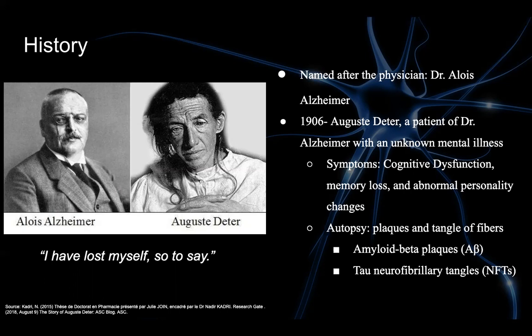Dr. Alzheimer ordered an autopsy after her death, and her brain revealed an accumulation of plaques and tangles of fibers, as well as atrophy of the frontal cortex. These subsequently became known as amyloid beta plaques and tau neurofibrillary tangles, which are still used as biomarkers in the treatment of Alzheimer's today.